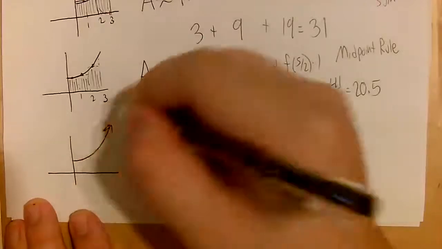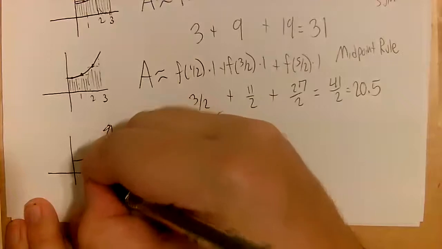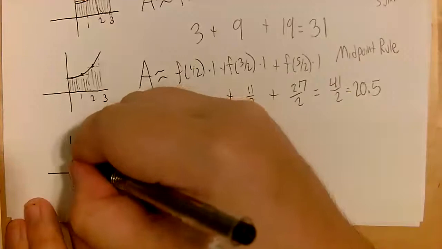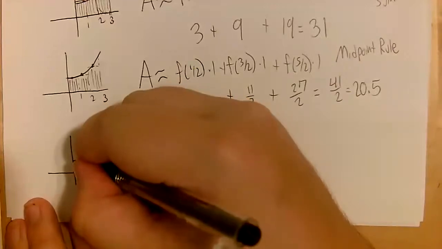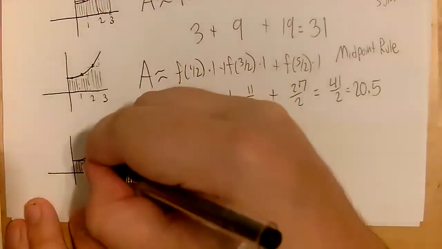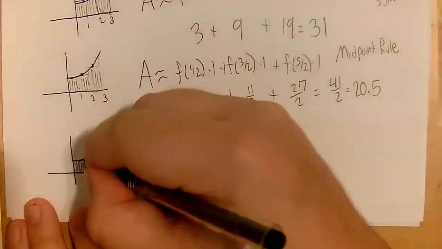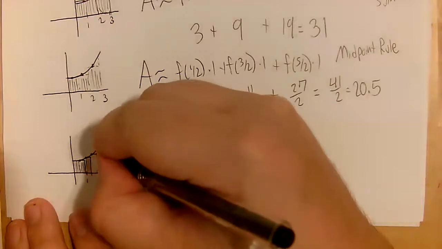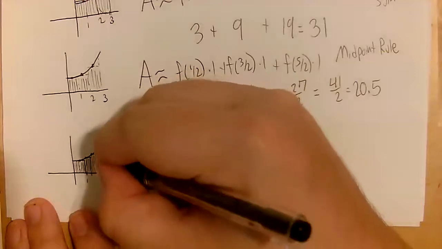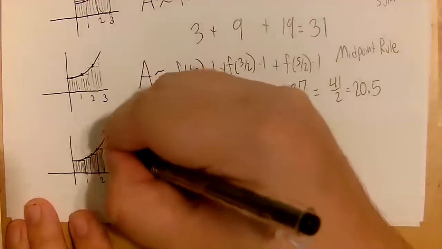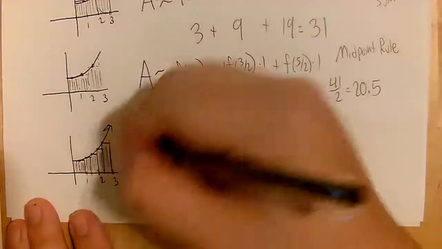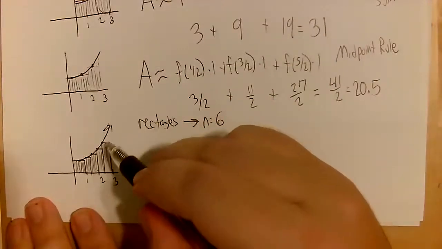Okay, so we have something like this. But now our rectangles are going to have a width of 1/2. And we'll still use the left-hand endpoints. So our approximation will end up looking something like this here. And as you can see, this is still an underestimate.